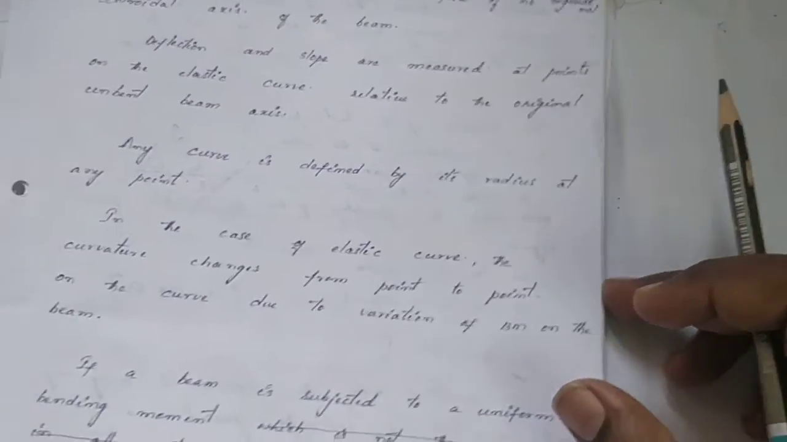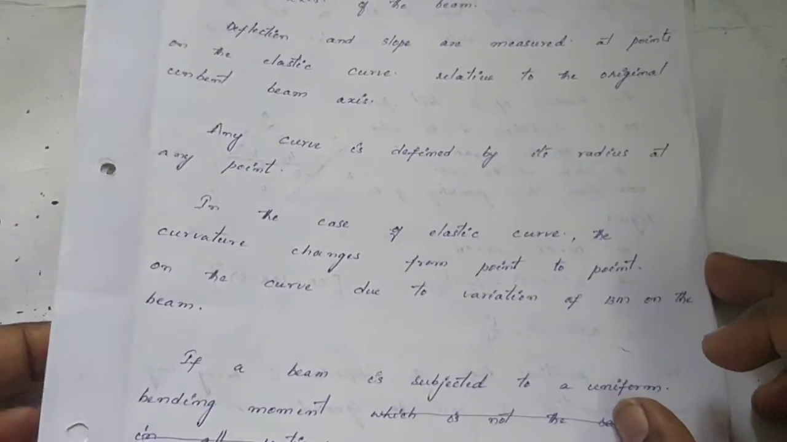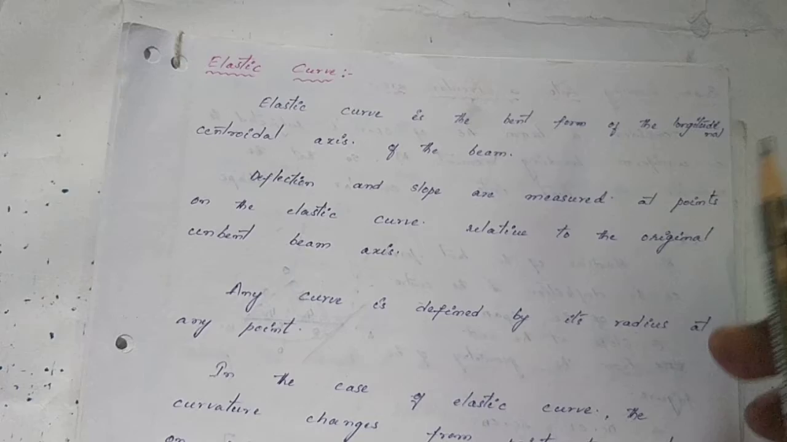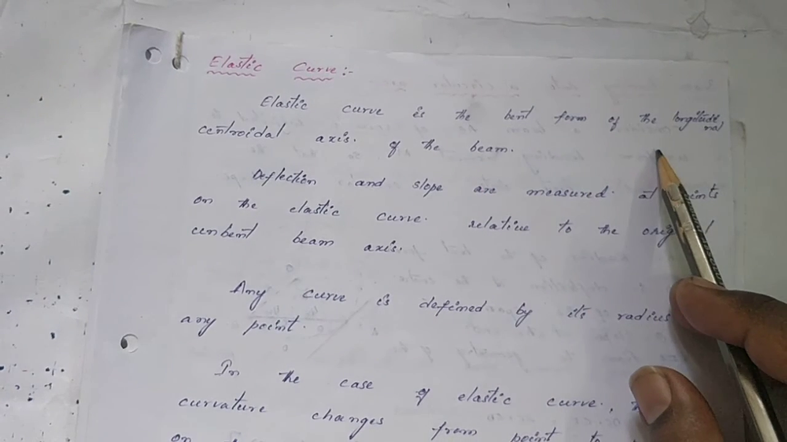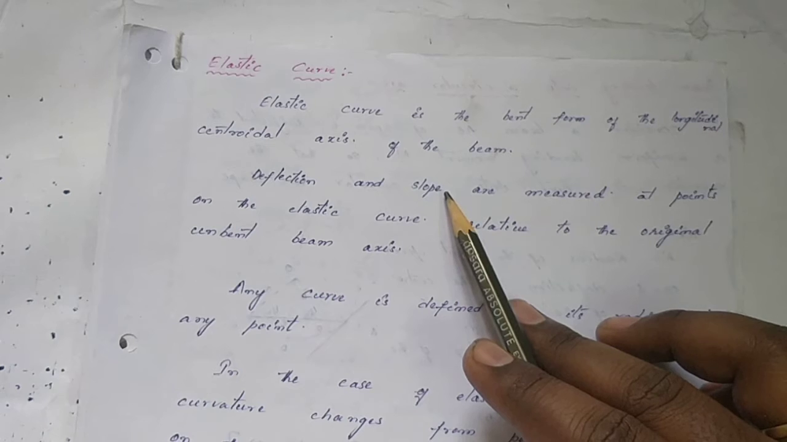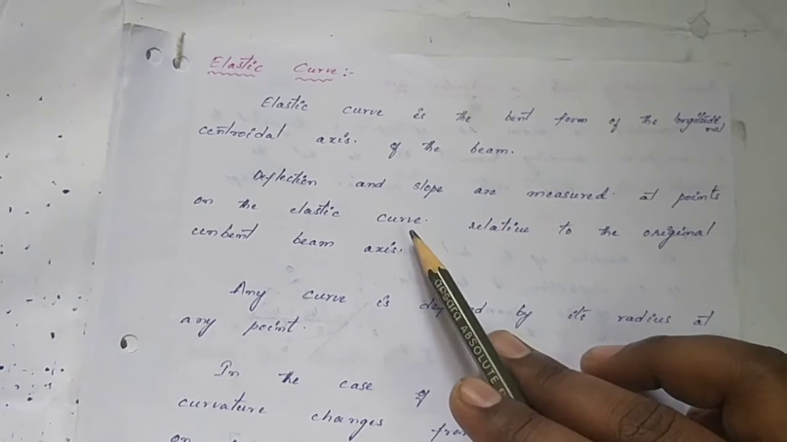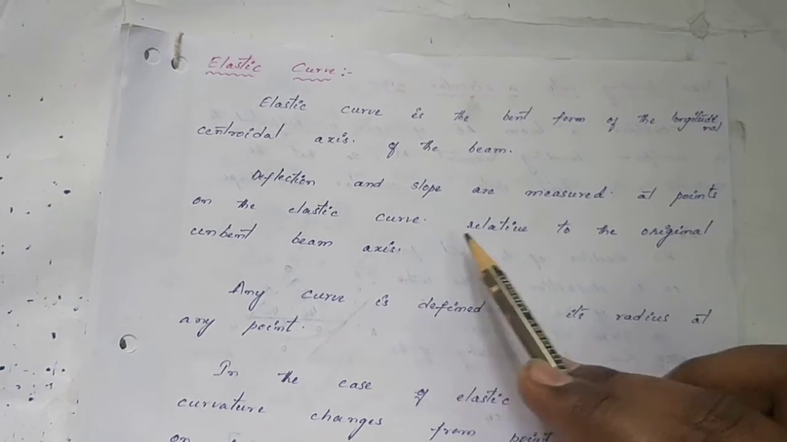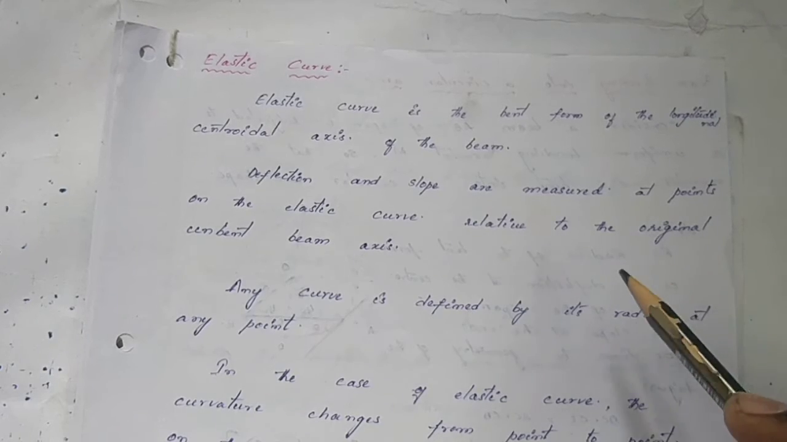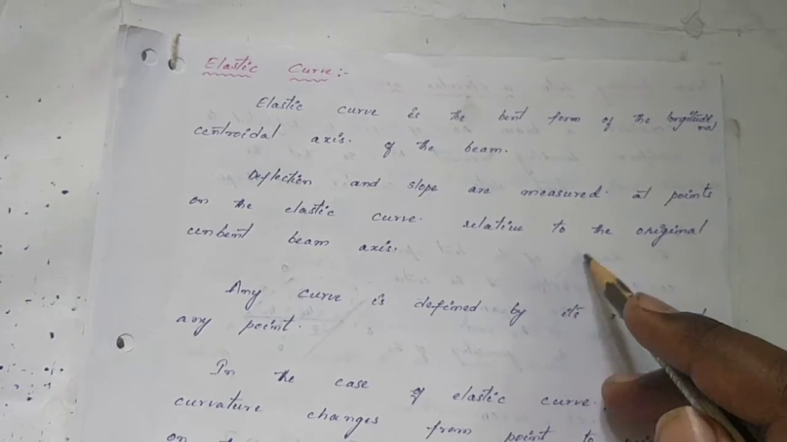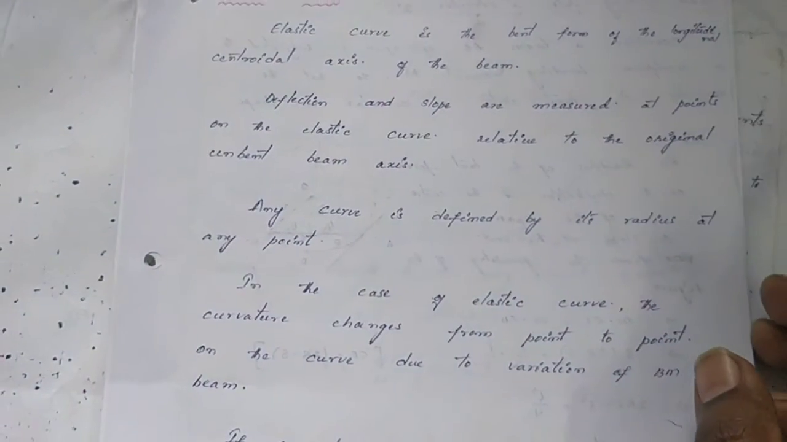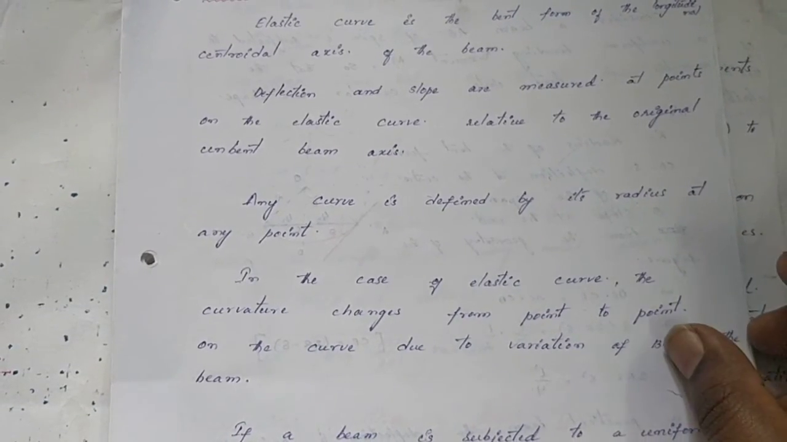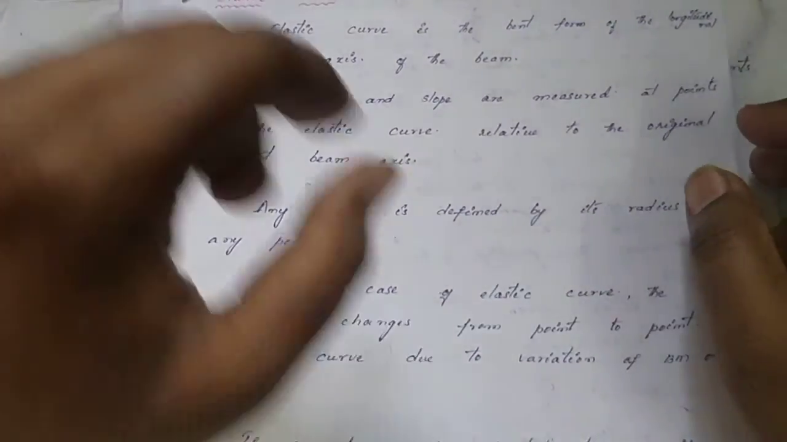Coming to the elastic curve. The elastic curve is the bent form of the longitudinal centroidal axis of the beam. Deflection and slope are measured at points on the elastic curve relative to the original unbent beam axis. Already we know that the elastic curve is the deflected portion of the beam due to the bending moment. On this elastic curve, we will calculate the slope and deflection.